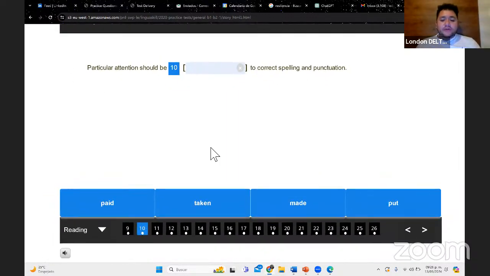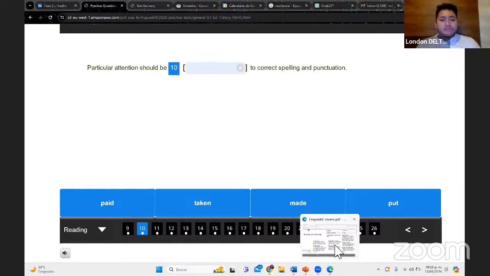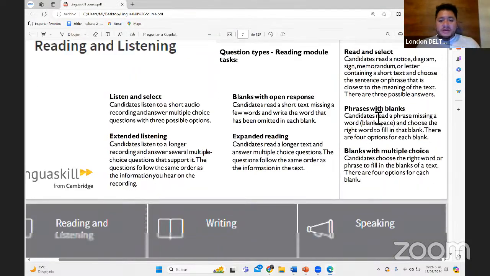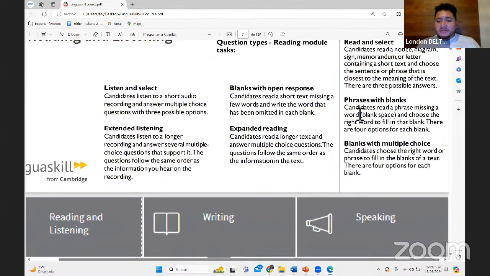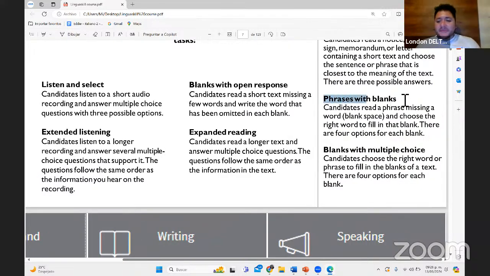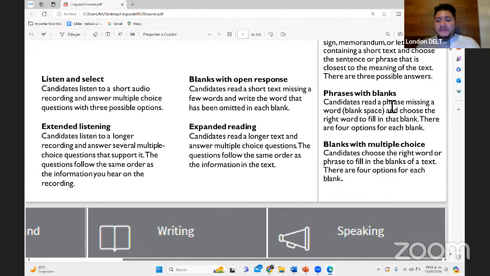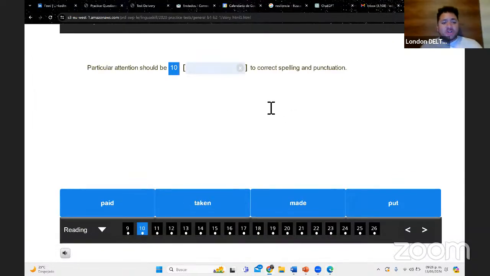So, what kind of question is this? Well, this one is phrases with blanks. Candidates read a phrase missing a word or a blank space and choose the right word to fill in that blank. There are 4 options for each blank. And the question says, particular attention should be to correct spelling and punctuation.